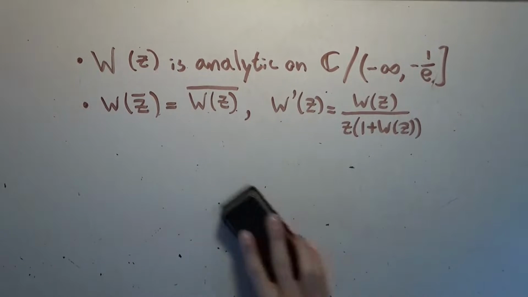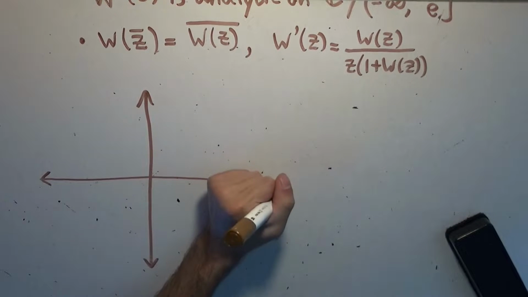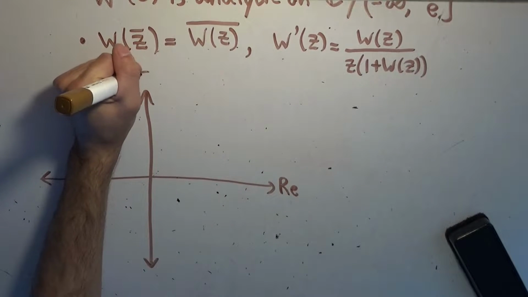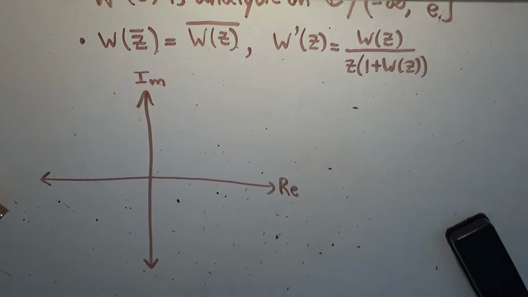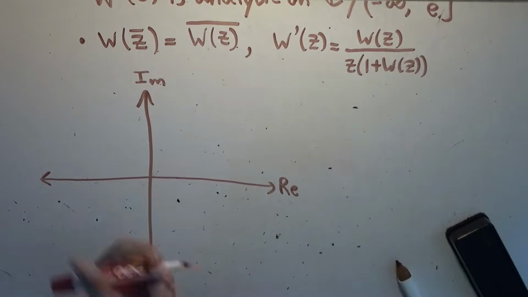And let's talk about the contour we're going to use. So we have ourselves the complex plane, right? So this is the real axis. This is the imaginary axis. Now to draw my contour, I'm going to use a different color. Let's use red. Ooh, my old Expo markers.